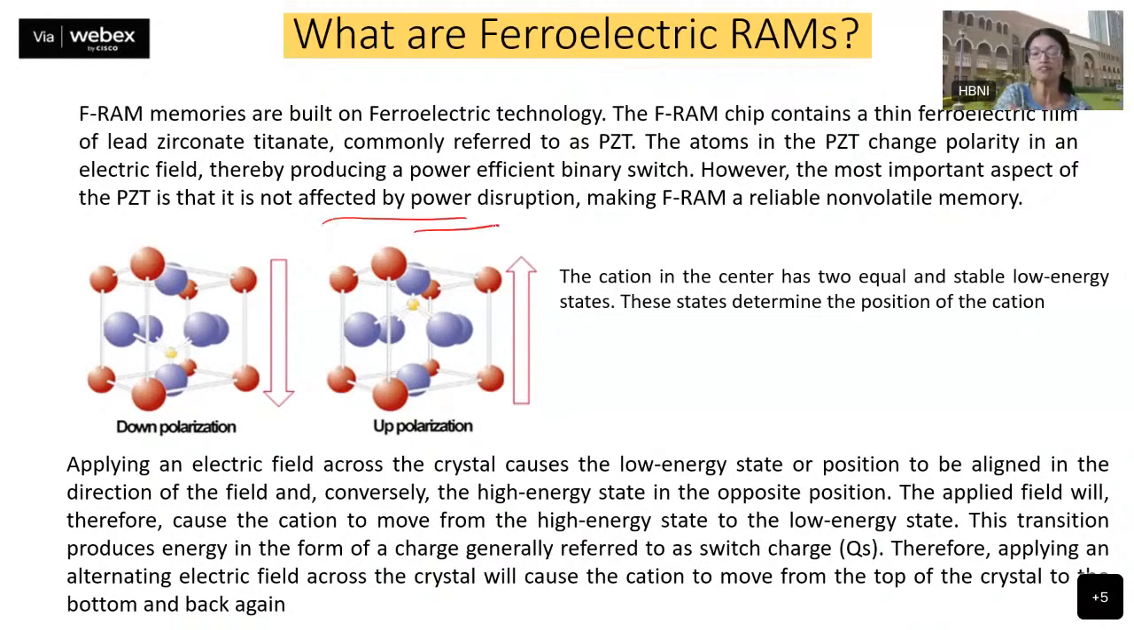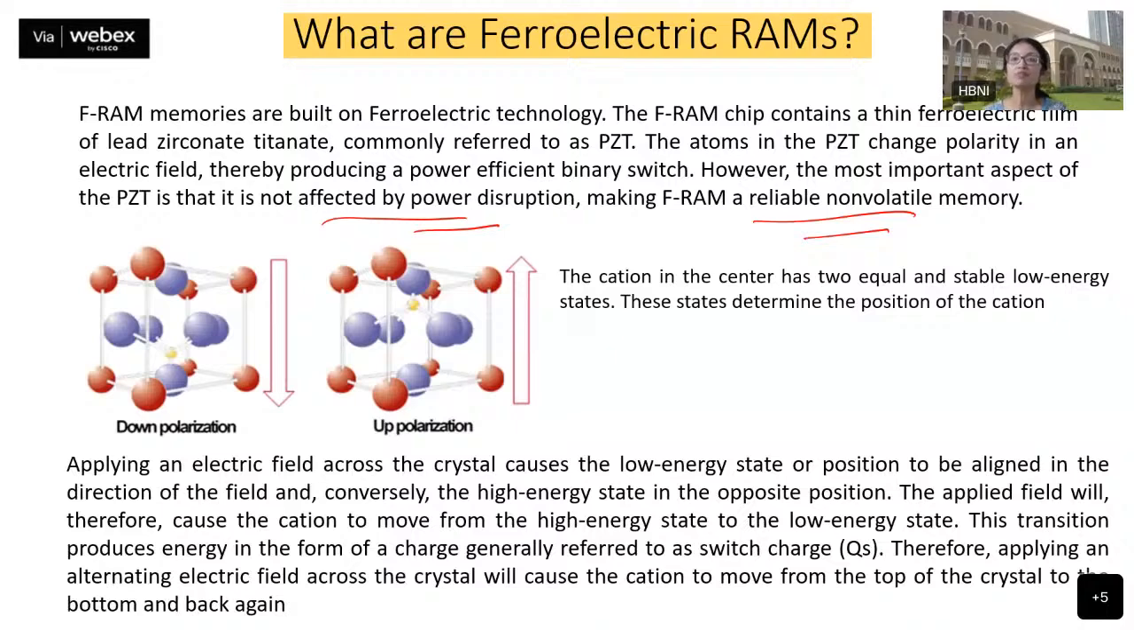This is very important. It is not affected by power disruption, and that is why it is a very reliable non-volatile memory. So as you look into this particular PZT material, in a down polarization, this cation is moving down, in an up polarization, the cation is moving up. So the cation in the center has two equal and stable low energy states, and these states determine the position of the cation. So when you apply an electric field across the crystal, it causes the low energy state or position to be aligned to the direction of the field.